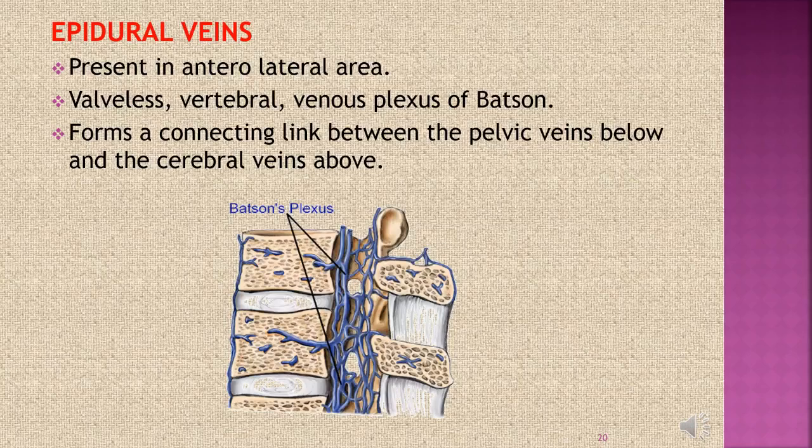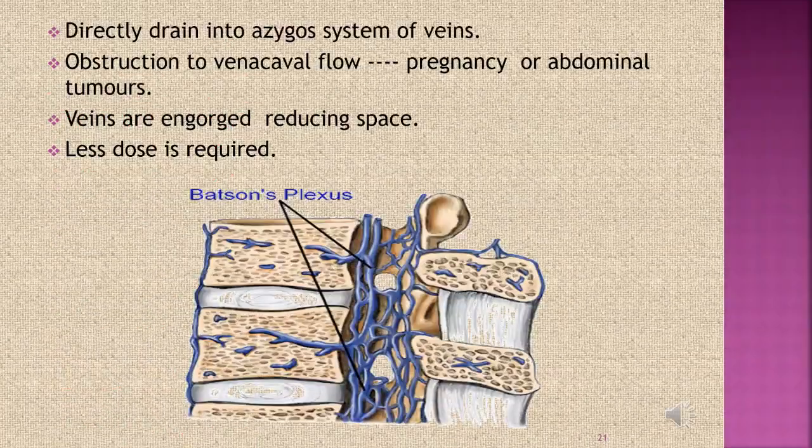The veins which are present in the epidural space are all present in the anterolateral area. They are found to be wall-less, the vertebral venous plexus of Batson. They form a connecting link between the pelvic veins below and the cerebral veins above. These veins directly drain into the azygos system of veins. Whenever there is an obstruction to venous flow, for example in pregnancy or abdominal tumors, these veins become engorged, thereby reducing the space, so a lesser dose of anesthetic drug is required.